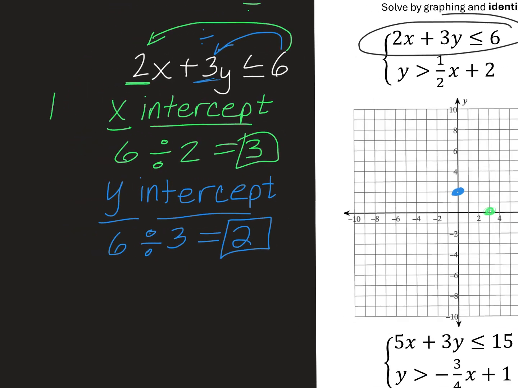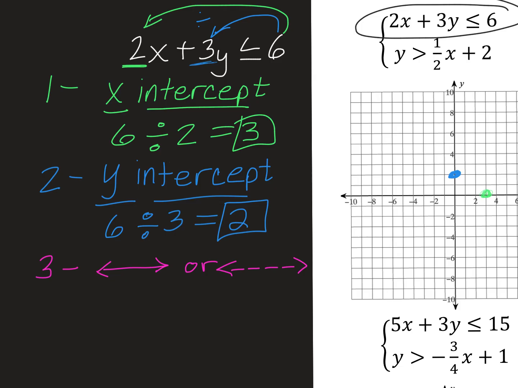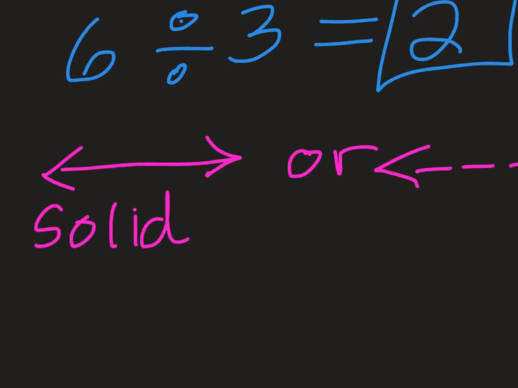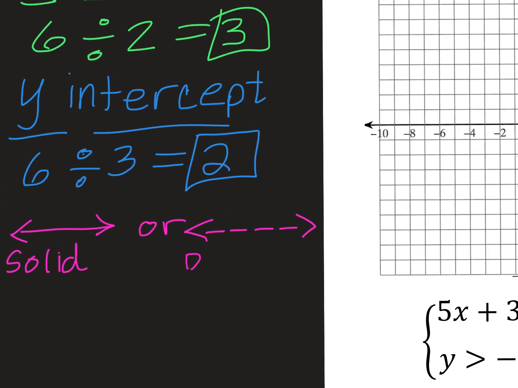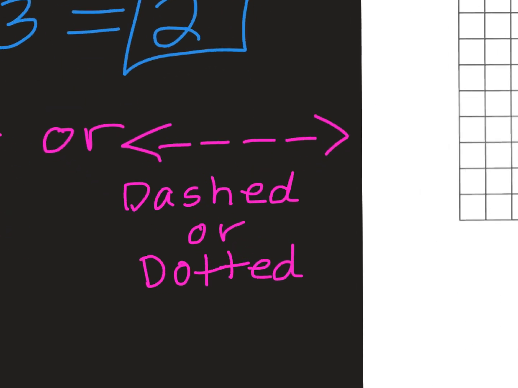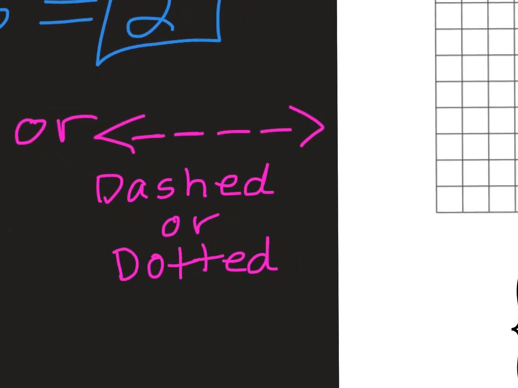So step 1, find my x-intercept. Step 2, find my y-intercept. Step 3, I need to decide whether I'm going to do a solid line, so all one solid line, or whether I'm going to connect it with a dashed or dotted line. Both words mean the same thing. See, instead of having a solid line, I have dashes instead.